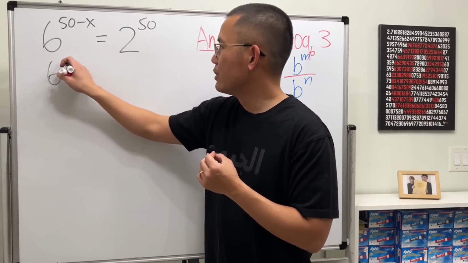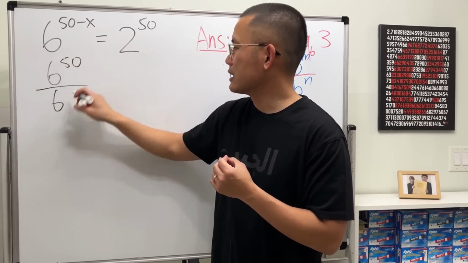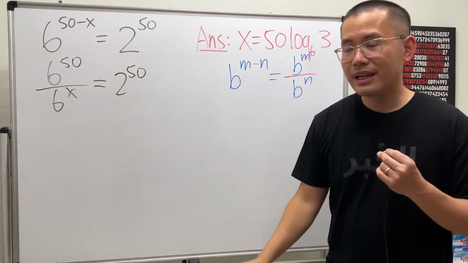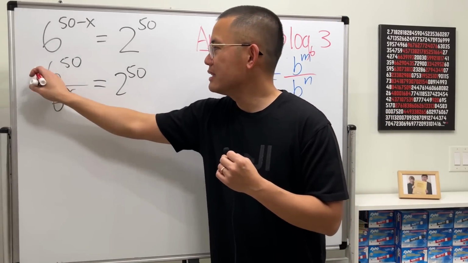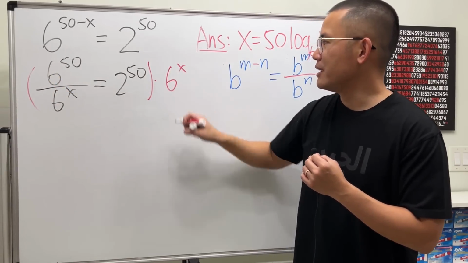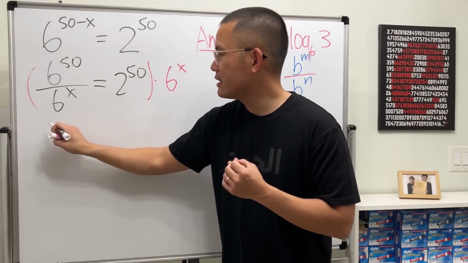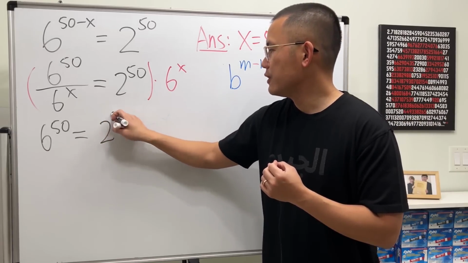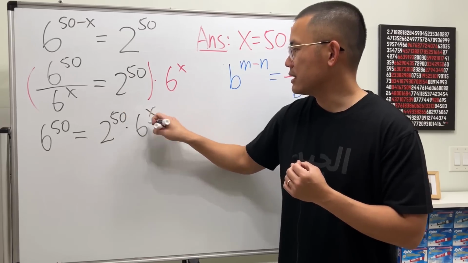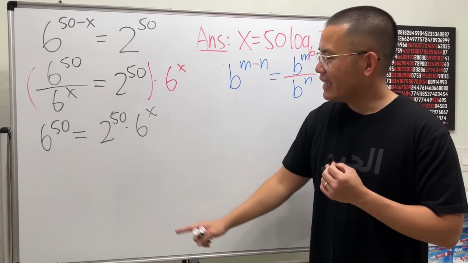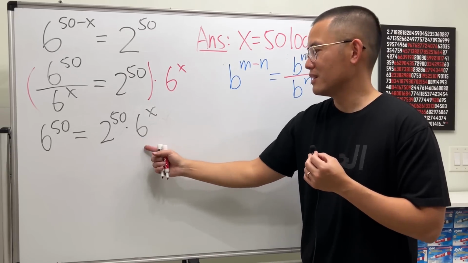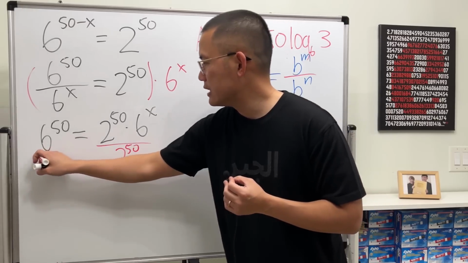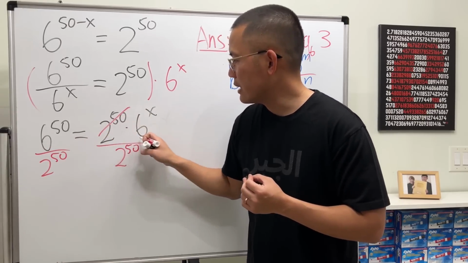We have 6 to the 50th power over 6 to the x power, like that, and that's equal to 2 to the 50th power. Now we have this equation with this denominator. Let's multiply the entire equation by that denominator. Take this, multiply by that, we get 6 to the 50th power. Take this times that, it will just be 2 to the 50 times 6 to the x. Then, I need to isolate this part because this is the only part that has the x. So let me divide both sides by 2 to the 50th power here and here, so they cancel.